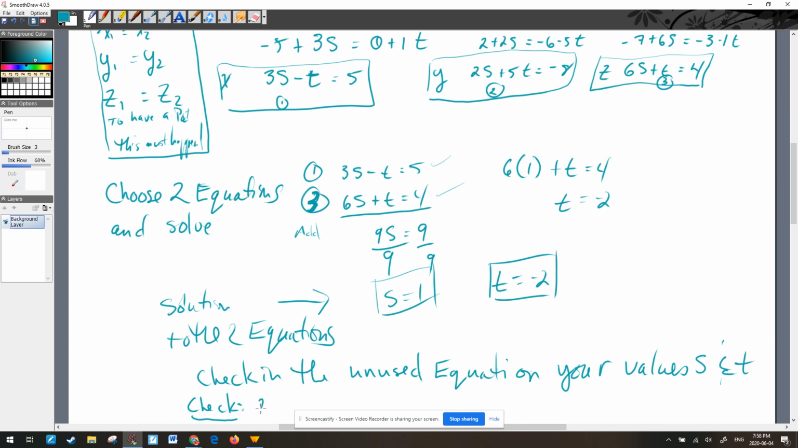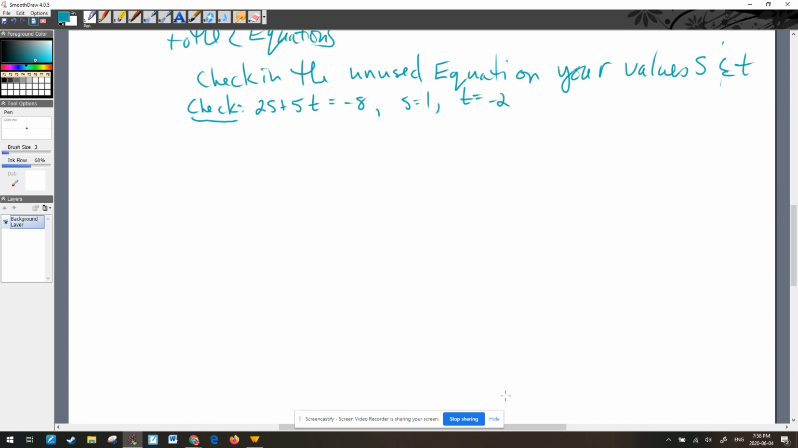So I'm going to be checking that 2s plus 5t is equal to negative 8, where s equals 1 and t equals negative 2. Now, I wrote that again so that I can read it when I'm down here. You don't have to rewrite all of that, but you really should say check and then what you're checking. So formal check here, I'm going to say that left side is equal to 2s plus 5t, and that the right side is equal to negative 8. And then I'm going to substitute in and just validate that, in fact, these equations hold.